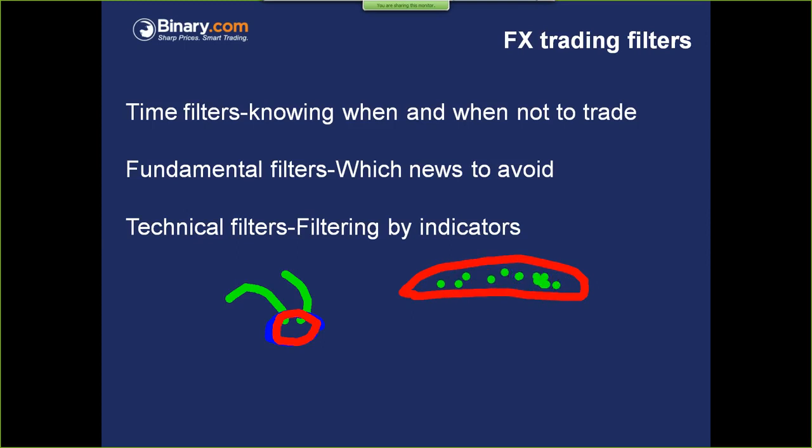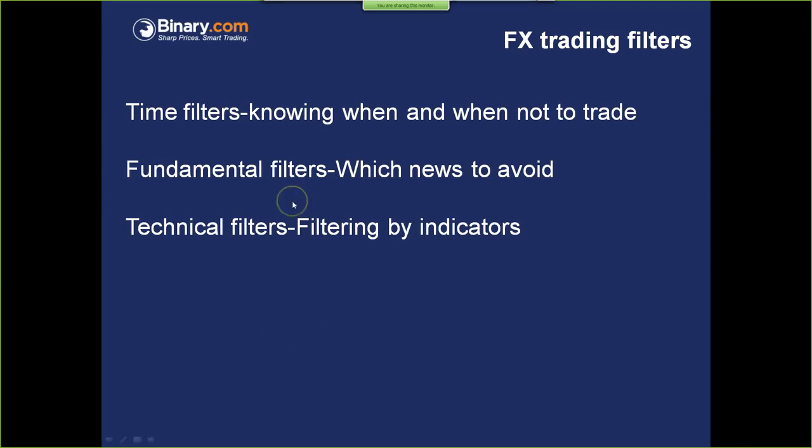So what kind of elements can we use to filter out the less interesting trades? These three topics basically: time filters, fundamental filters, and technical filters. Time filters is basically knowing when and when not to trade. Fundamental filters are connected to news events and press conferences, roughly speaking, and technical filters are basically things that are on the charts, technical analysis.